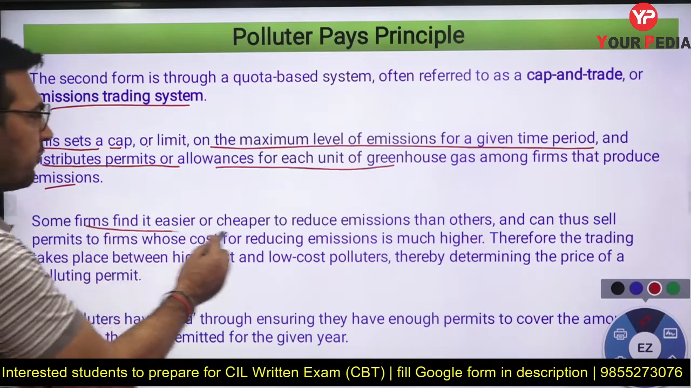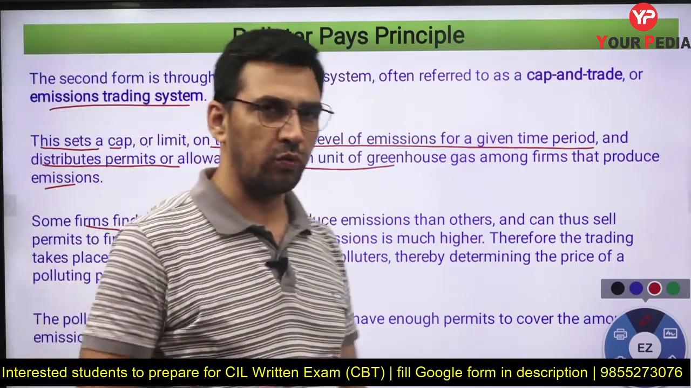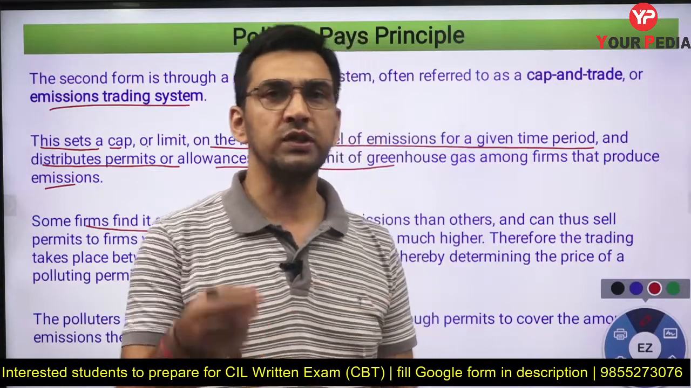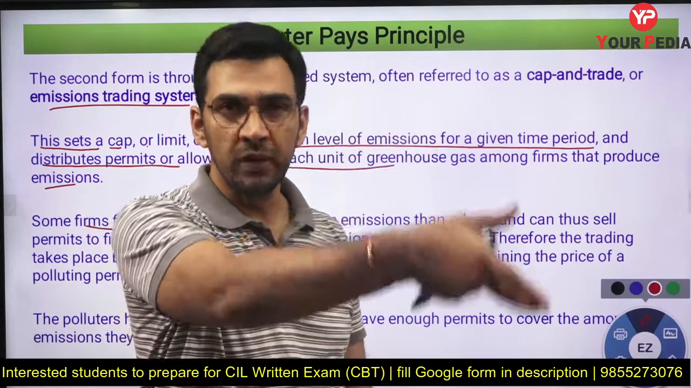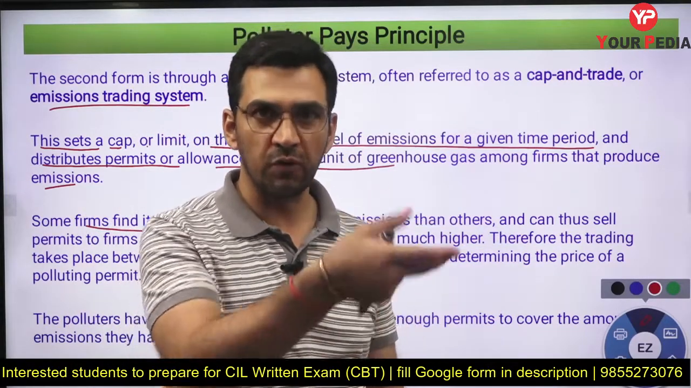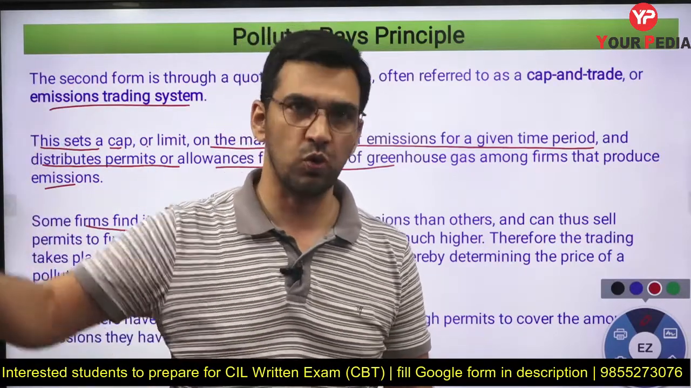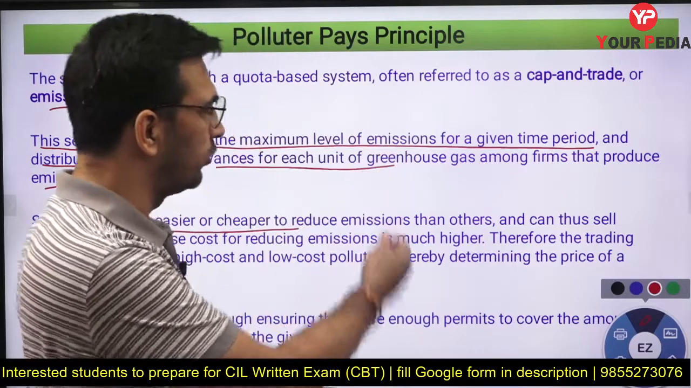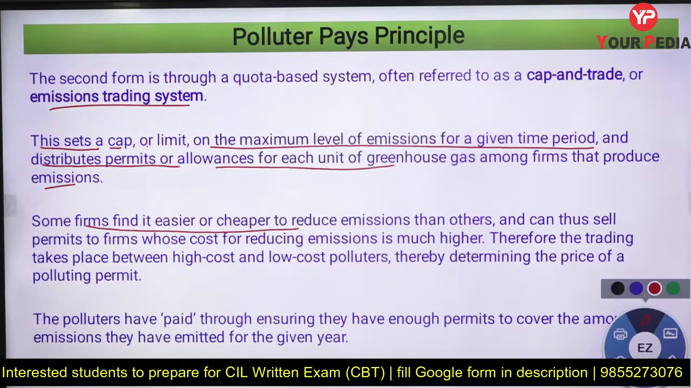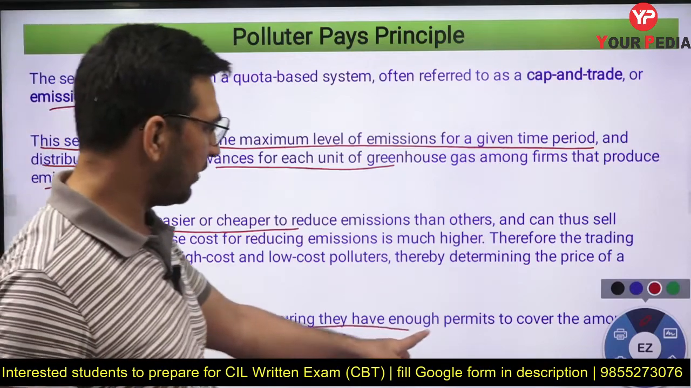So some firms find it cheaper to reduce emissions. Now why is this done this way? Because in one organization it may be easy to reduce the number of units, whereas for other organizations it may be difficult because you may have to invest more money. So in order to fulfill that objective, you can carry out the trade. That is how polluters pay, by ensuring that they have enough permits and all that.